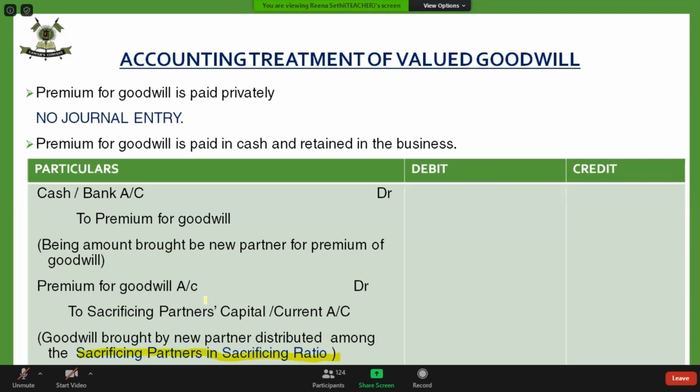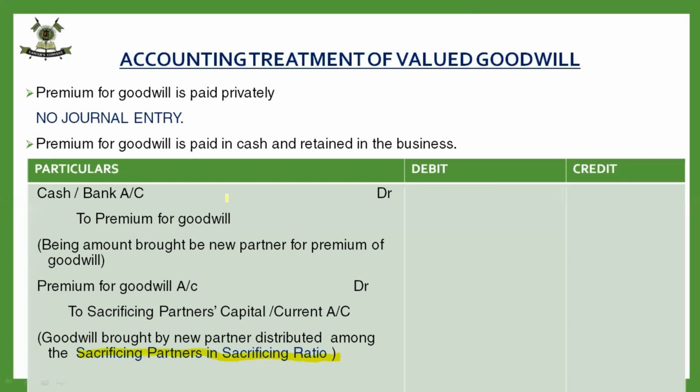So what is the net effect? Premium for goodwill account is credited and again it is debited. So this account has been closed. This will not appear in your new books. Partners' capital account or current account has increased and the cash account of the firm has increased. Cash has increased, so cash has been retained in the business. I hope I am clear. So the entries are cash account to premium for goodwill, and then premium for goodwill to partners' capital account.